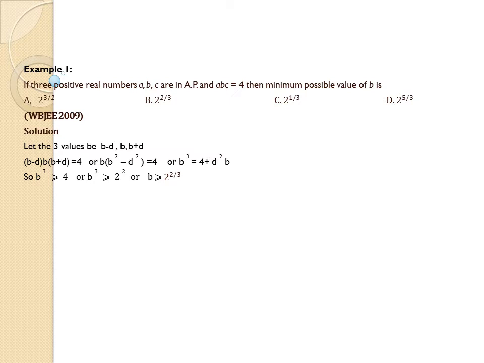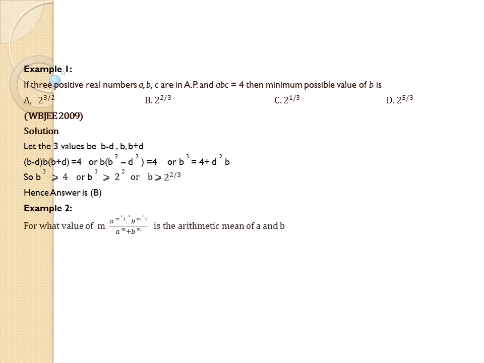Or b cubed is greater than or equal to 2 square, because 4 means 2 square. Or b is greater than or equal to 2 to the power 2 by 3, as this 3 will divide from the left hand side. So b is greater than or equal to 2 to the power 2 by 3, and that is one of the options in the problem. If you see option B, I can say the minimum possible value of b is answer capital B.